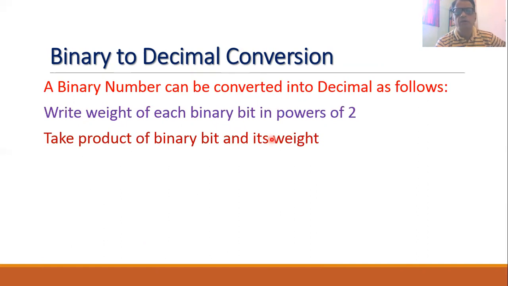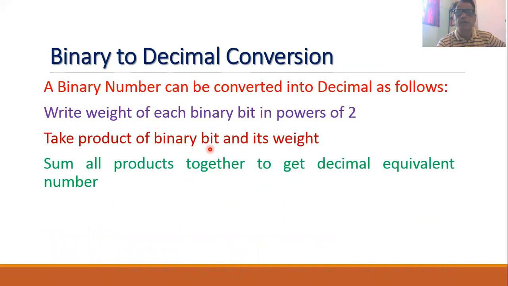Now, the weight of the binary bit will go on increasing from the binary point to the left hand side, and the weight of the binary bit will go on decreasing from the binary point to the right hand side. Then what we have to do is take the product of the binary bit and its weight. The binary bit will be either 1 or 0, so you have to take the product of the binary bit along with its weight. And then in the third step, you have to sum all such products together, in order to get the decimal equivalent of the binary number.